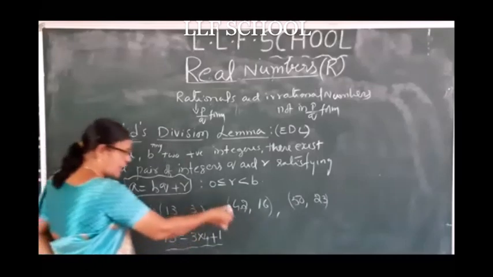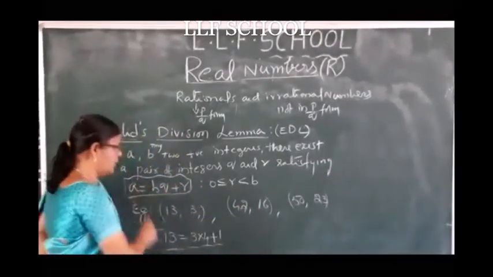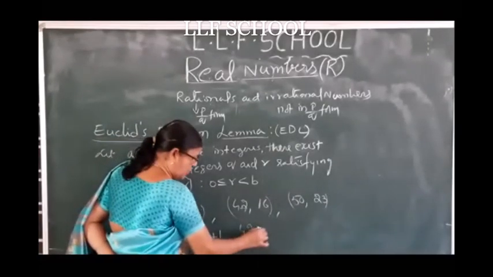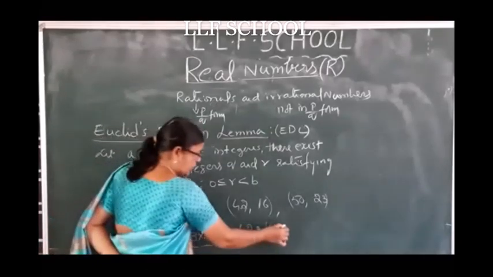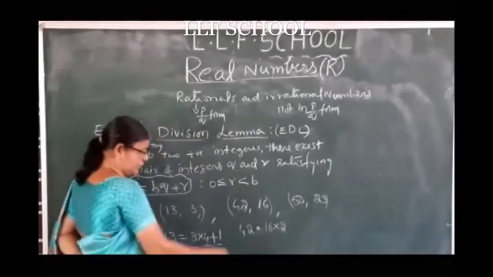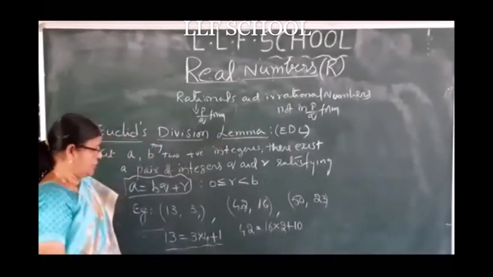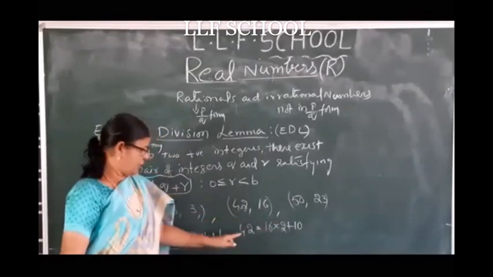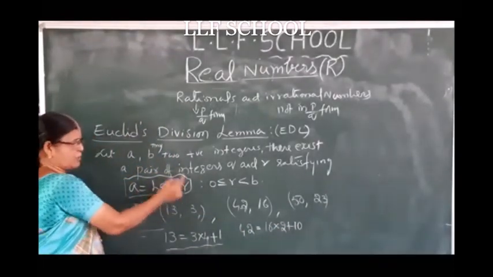Like that, 42 and 16 can also be expressed in EDL form. 42 is equal to 16 into 2, since 16 divides 42 two times. 16 twos are 32, the balance is 10. 16 twos are 32 plus 10 is 42. So it is expressed in this form, A = BQ + R.